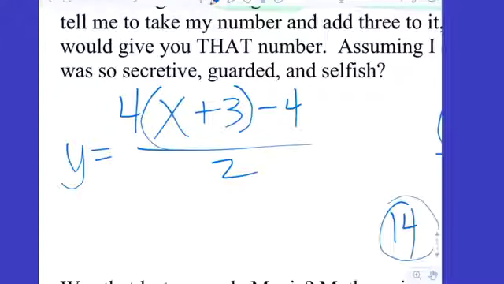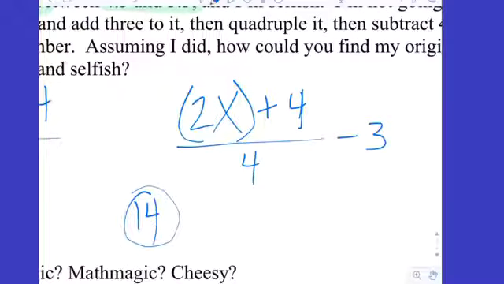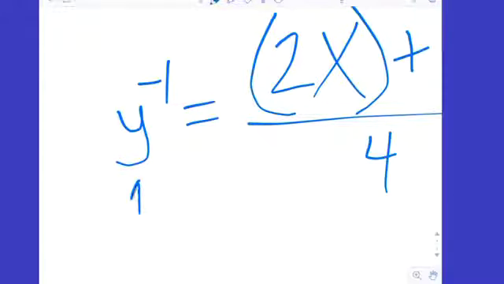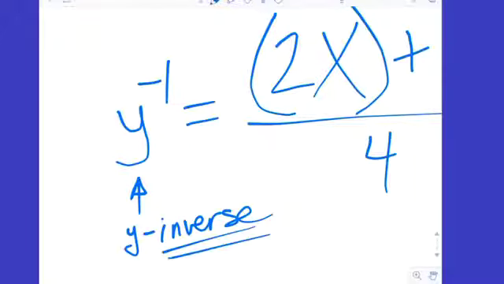This is called Y. It takes a number and sends it somewhere. This undoes the work of Y. We call it Y to the negative first. Not really, that's how we write it. But guess what we call that? Yeah, we call that Y inverse. So now we're going to be talking about inverse functions. What do inverse functions do?